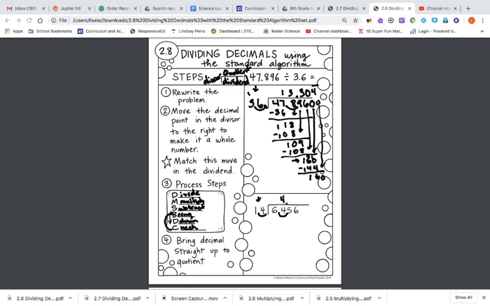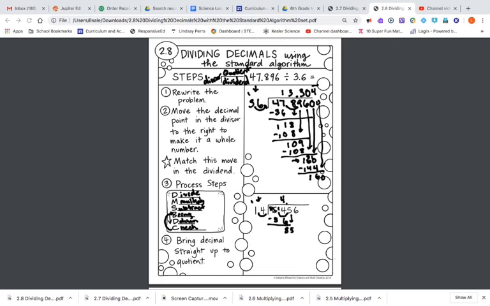So 4 times 4 is 16. Regroup my 1. 4 times 1 is 4, plus 1 is 5. That was my multiply. Now I'm going to subtract. And I have 14 take away 6. And then my answer is 8. And then I bring down my 5. So now I have 85.